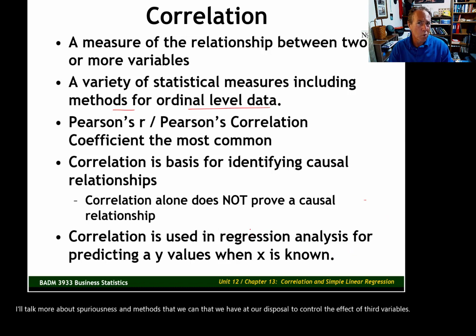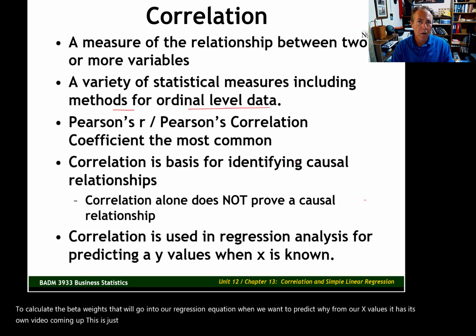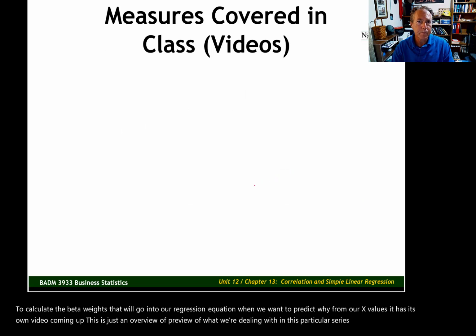I've already mentioned this. Correlation is used to calculate the beta weights that will go into our regression equation when we want to predict Y from our X values. Yeah, it has its own video coming up. This is just an overview, a preview of what we're dealing with in this particular series of videos.